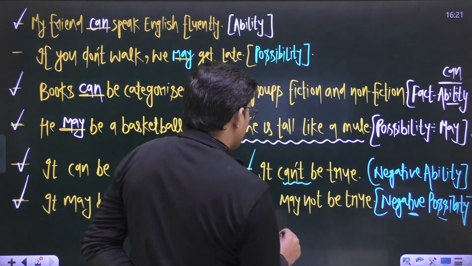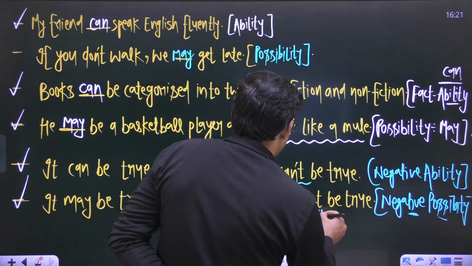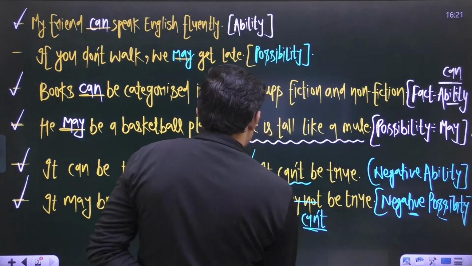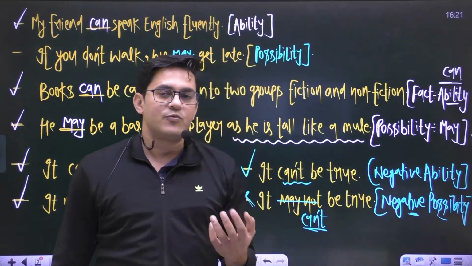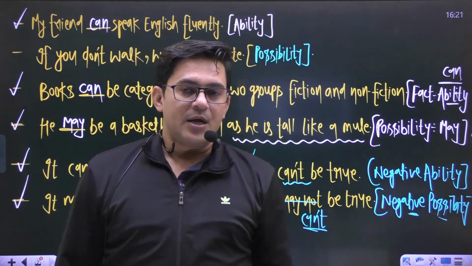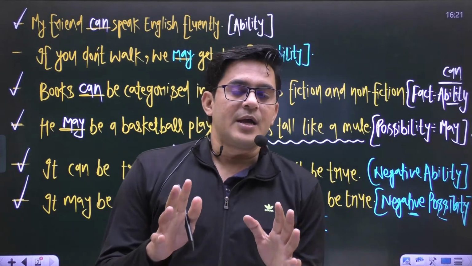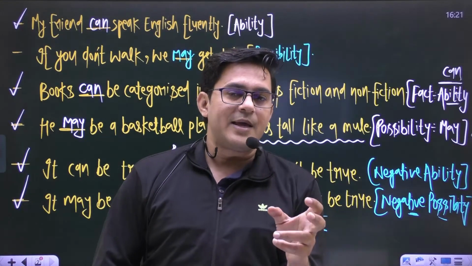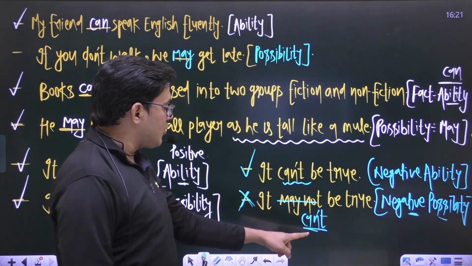To make this sentence okay, the sentence will be: it can't be true. You have to use it can't be true. The reason is, to show negative possibility we use cannot in place of mayn't. There is nothing like mayn't in entire English. That's why just replace may not with can't.